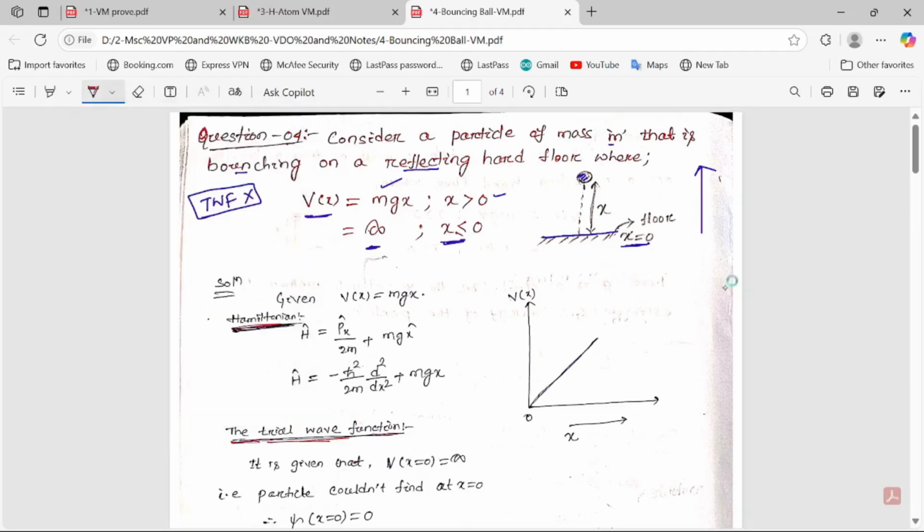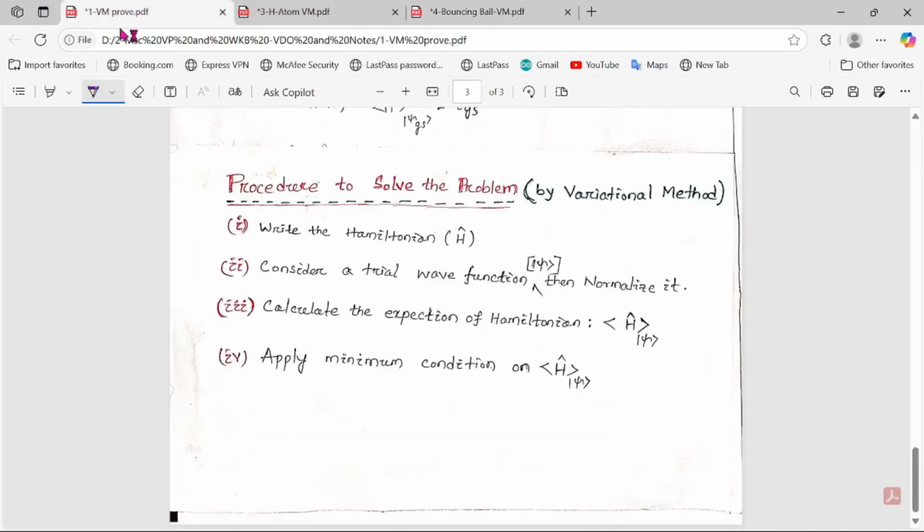Here, half of the question I have not written. Here I am writing: consider a particle of mass m, potential given as this, then find the ground state energy by using the variational principle. Okay, so we have already discussed the steps that we have to follow for finding the ground state energy.